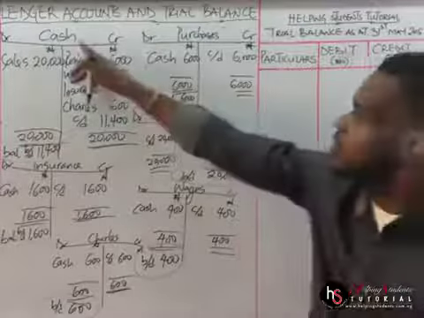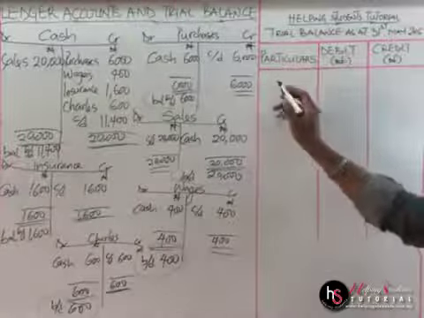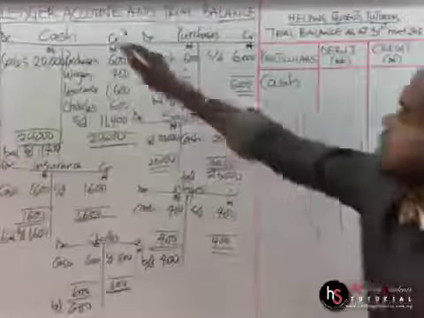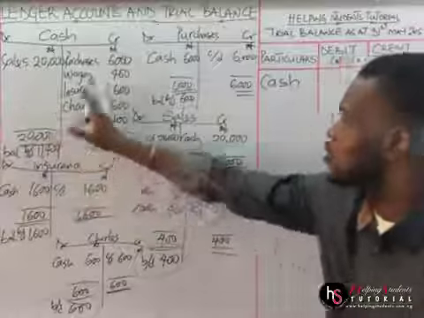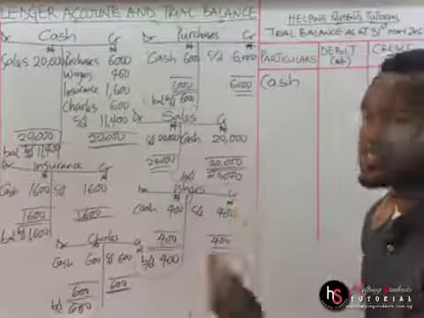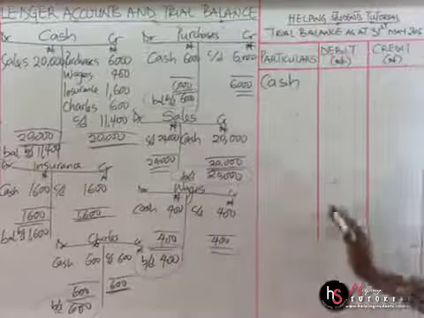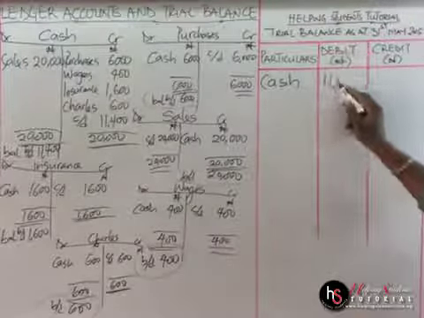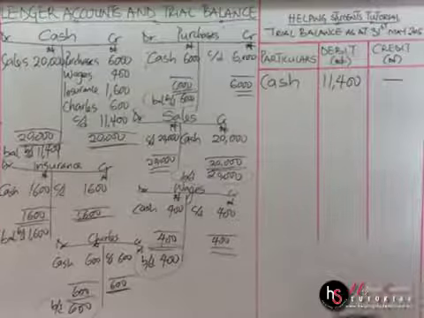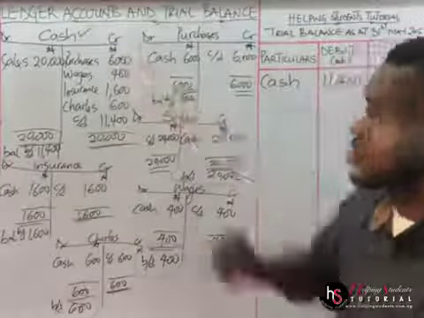Now what is the first thing we have here? Cash. So in the particulars you have cash. Okay. Now the cash, does this have a debit balance or a credit balance? You can see we have a debit balance of what? 11,400. So on the debit side, you record 11,400. On the credit side, nothing. So we've recorded this, right?